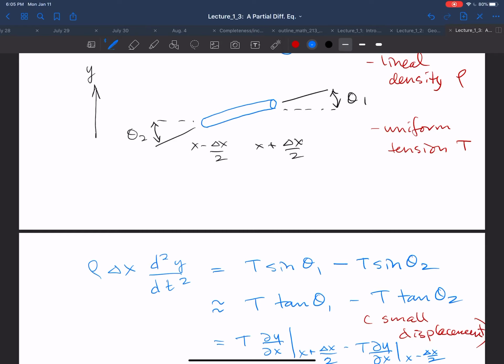Now, we've done this for a delta x. Suppose we let that become an infinitesimal dx.